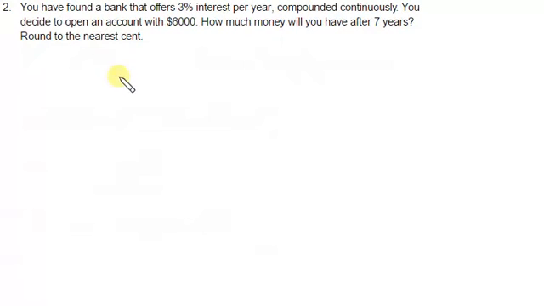Problem 2. You have found a bank that offers 3% interest per year compounded continuously. You decide to open an account with $6,000. How much money will you have after 7 years? Round to the nearest cent.